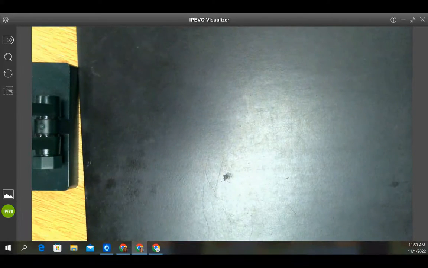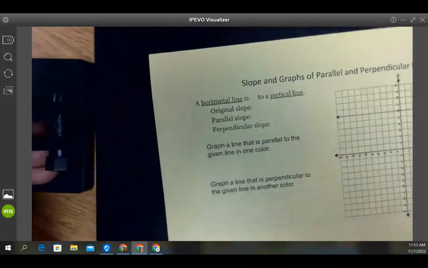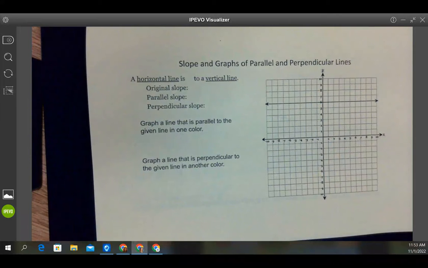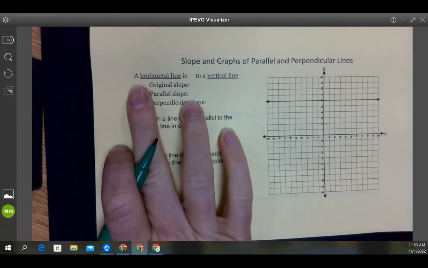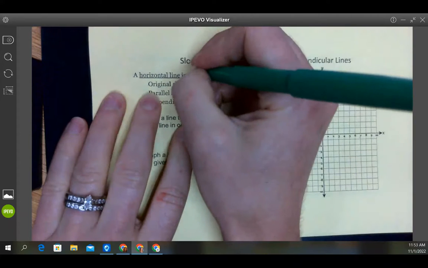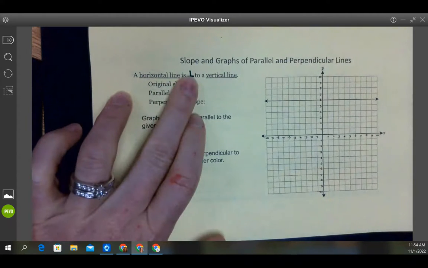All right, let's look at our notes today. We just have a lot of examples of graphing and finding the slope of parallel and perpendicular lines. So we have a blank here that we need to fill in. It says a horizontal line is blank to a vertical line. That's going to be perpendicular. So we're going to use the symbol for perpendicular, which is that upside down T. A horizontal line is perpendicular to a vertical line.